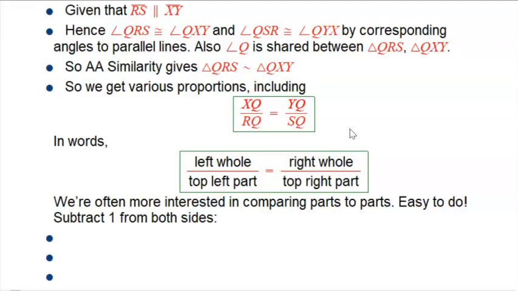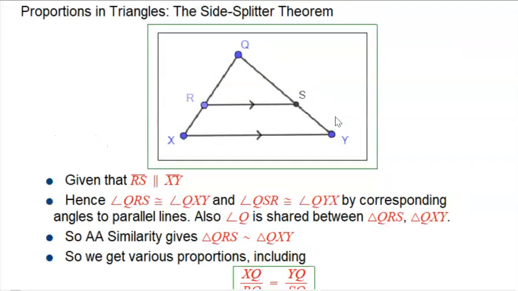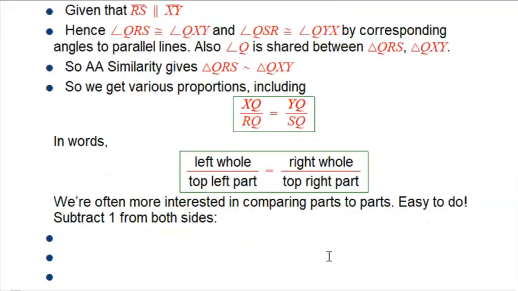But what the side-splitter theorem does is it just does a little bit of manipulation with a proportion to get a correspondence of parts with parts. What if we don't actually care about XQ, the whole thing, and YQ? We want to get a relationship between the bottom left, the top left, the bottom right, and the top right. We can totally do that. So let's do that. We'll just do a little algebra with this.